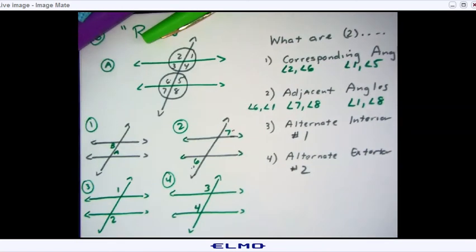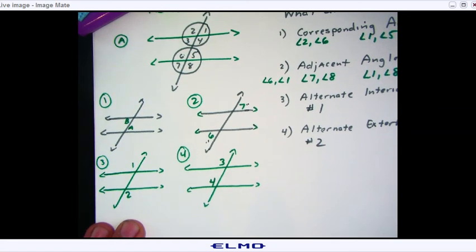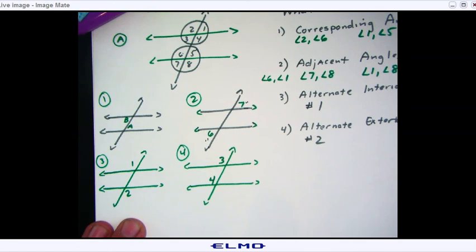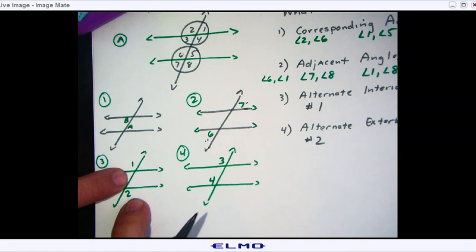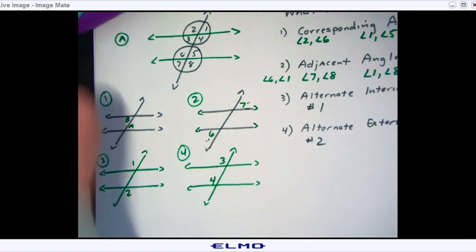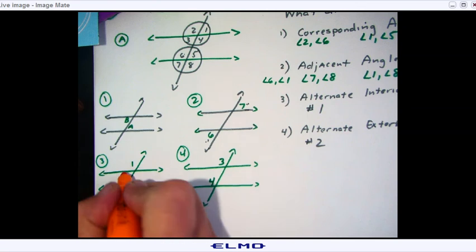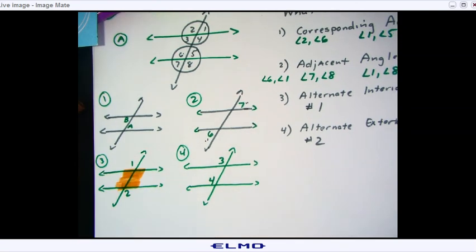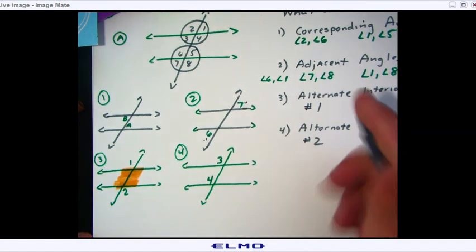Okay, what about here? What would be 3? What do you think that would be? Alternate interior or alternate exterior? Yeah, exterior, because they're not on the inside. The inside is this. Oh, sorry about that. I guess I have my mask there. This is the inside, guys, right here. So they're actually on the outside, and they're alternate. So that would be number 3 as well.